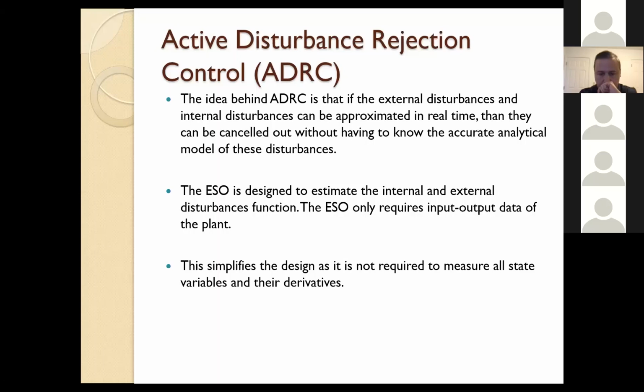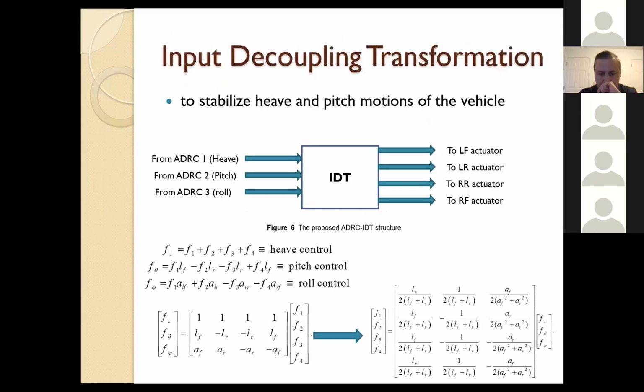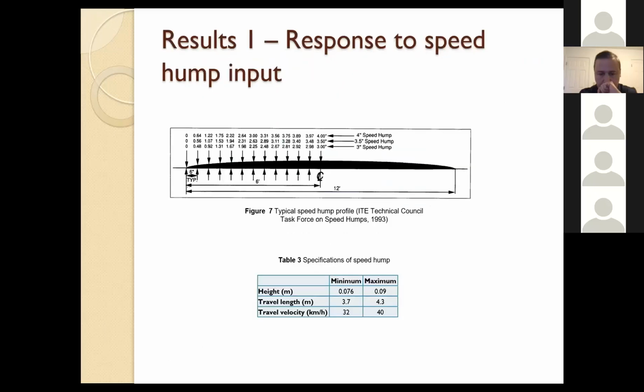Also, the extended state observer is designed to estimate the internal and external disturbance function, and this only requires input-output data of the plant. So we don't need to know the details of the plant, and this simplifies things. This is the idea behind ADRC, and adding to it the decoupling. But I will just go quickly to the results. Okay.